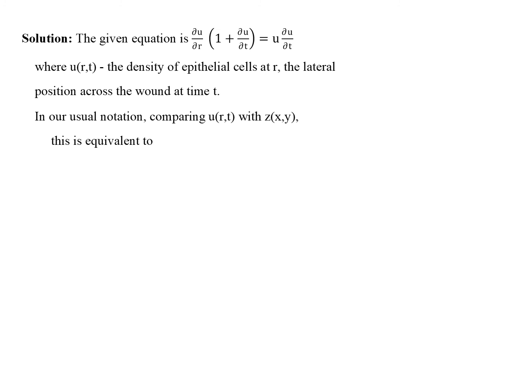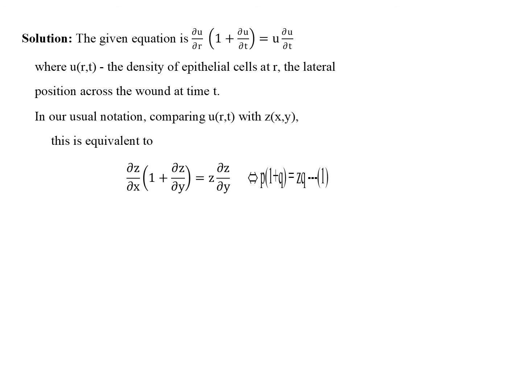But we can compare this u(r, t) with our usual notation z(x, y) in order to be convenient in working out the problem. So the given equation we can transform to ∂z/∂x into (1 + ∂z/∂y) equal to z into ∂z/∂y, which is of course in terms of p and q: p(1 + q) = zq, because we all know p is ∂z/∂x and q is ∂z/∂y.